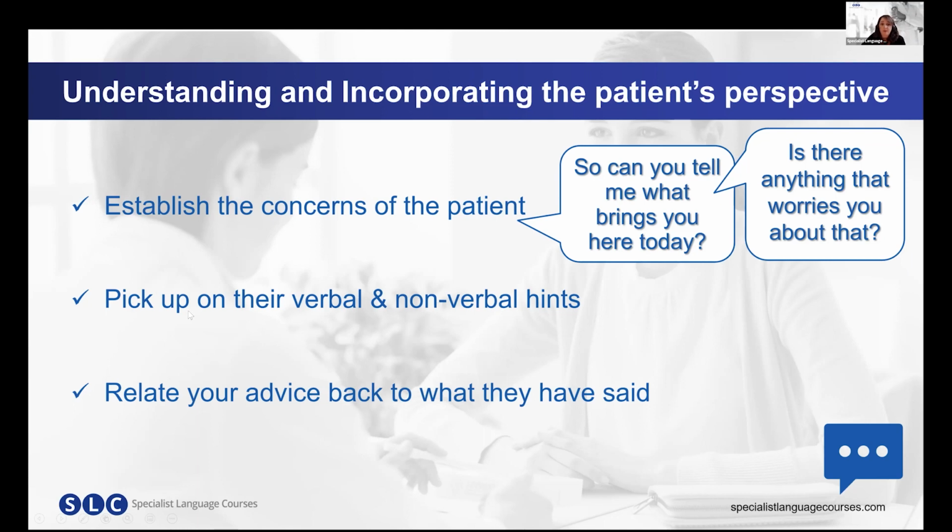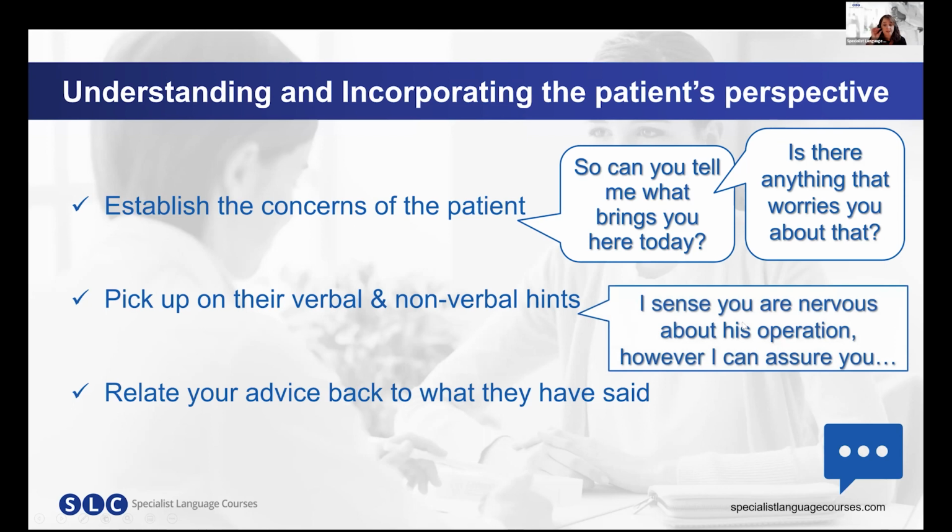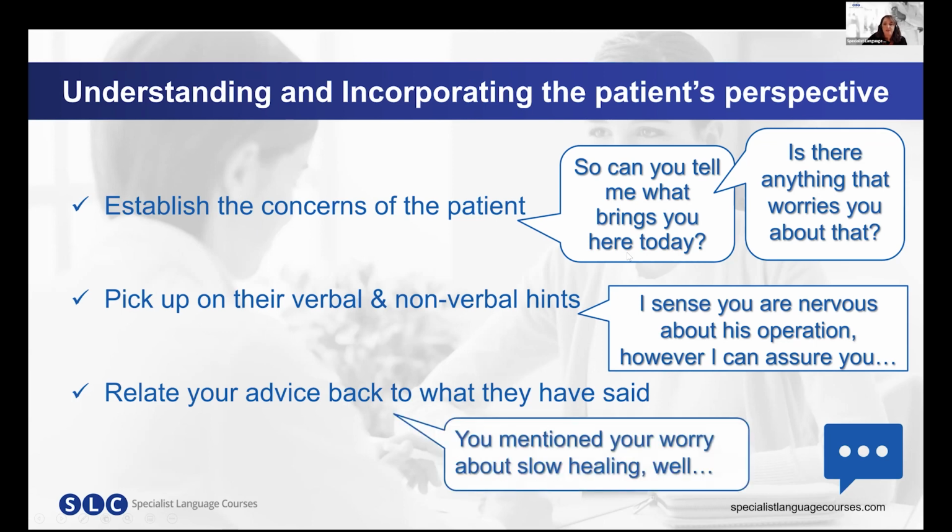Now, remember that you need to pick up on the patient's verbal and non-verbal hints as well in order to meet criteria B. Remember that in OET, you are assessed on audio only. You're not assessed on your body language and your eye contact in OET. So you need to make sure that you verbalize any hints that you're picking up on. For example, we could say, I sense that you're nervous, or some phrases we've already seen before, which is, I can see that you might be feeling worried. So make sure that you pick up on any of those hints and you verbalize them. Then you can relate your advice back to what your patient has said. Therefore, you're fulfilling criteria B.